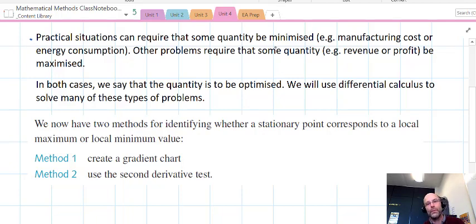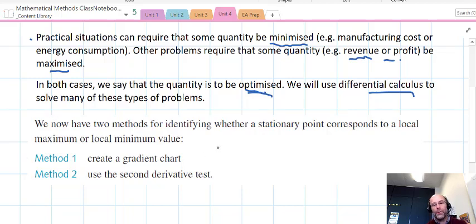But from your previous work, you know things need to be minimized or maximized. So it depends on the situation. Manufacturing cost or energy consumption might need to be minimized. The other things that might want to be maximized, made as big as possible, are things like revenue or profit. So there's lots of examples. Either way, it's called optimization. We're trying to optimize things, and the derivative differential calculus gives us very good ways of doing that.